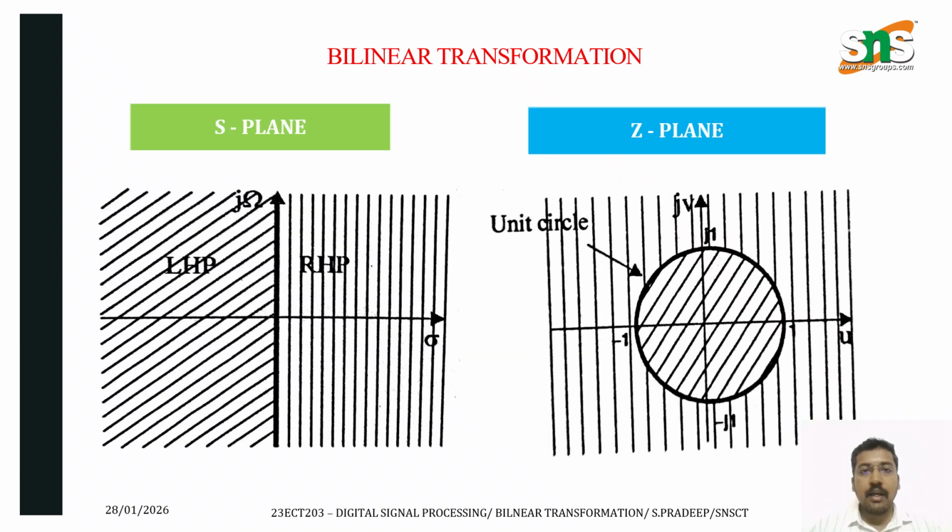This slide illustrates how the bilinear transformation maps points from the S-plane to the Z-plane. The left half of the S-plane, which represents stable analog systems, is mapped inside the unit circle in the Z-plane, preserving stability. This property makes bilinear transformation highly useful in digital filter design.